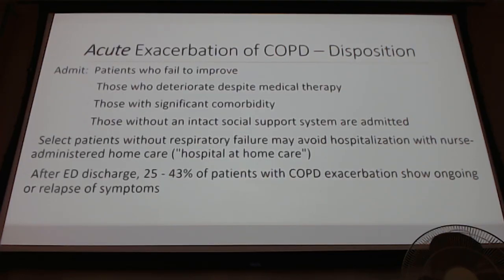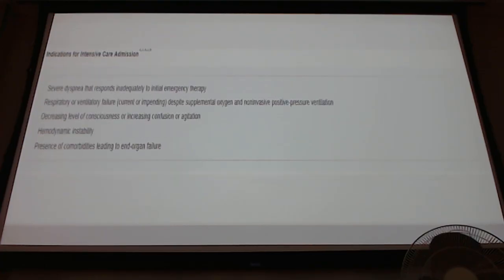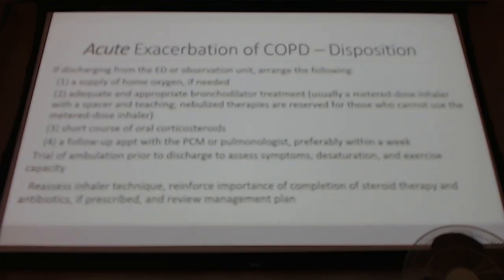You are going to see a lot of relapses or bounce backs from these patients. So it's important, if we're discharging them, that we get a follow-up appointment for some sort of follow-on care. And here are some indications for hospital admission. Like I said, failure to respond, significant comorbidities, any arrhythmias, chronic frequent exacerbations, the elderly who live at home by themselves, or those who are not compliant with their medications, we want to consider admission.